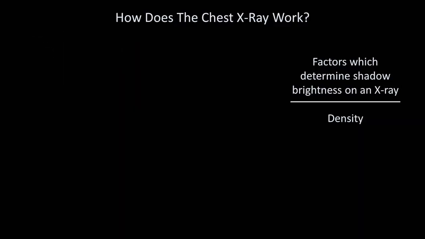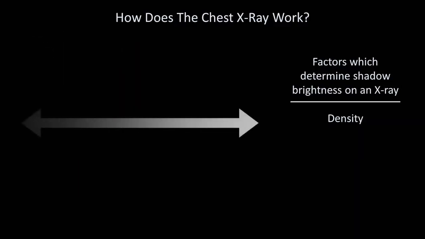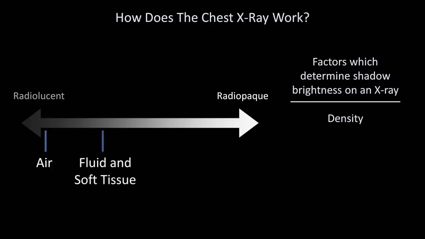In summary, there is a spectrum of radio densities into which different materials fall. Those that allow most X-rays through are called radiolucent and appear black or near black on X-ray. Those that block most X-rays are called radio-opaque and appear white. For medical X-rays, there are essentially four classes of material. Air, which is the most radiolucent. Next is fluid and soft tissue, then bone, and finally metal.